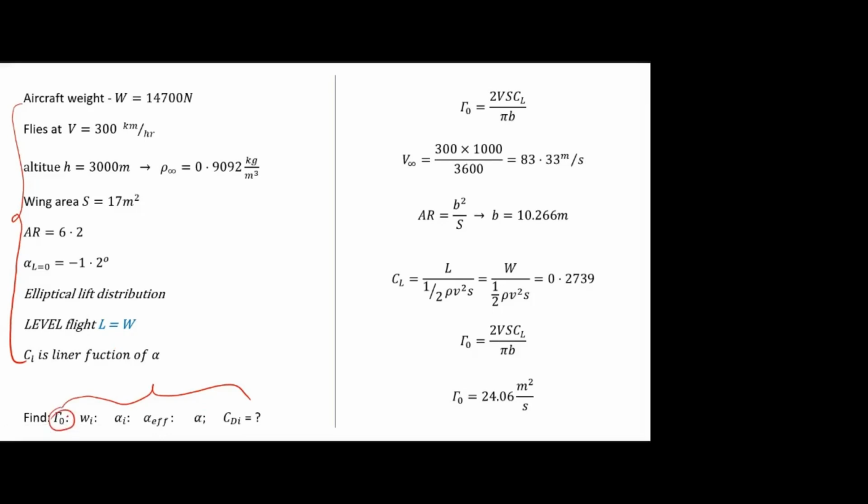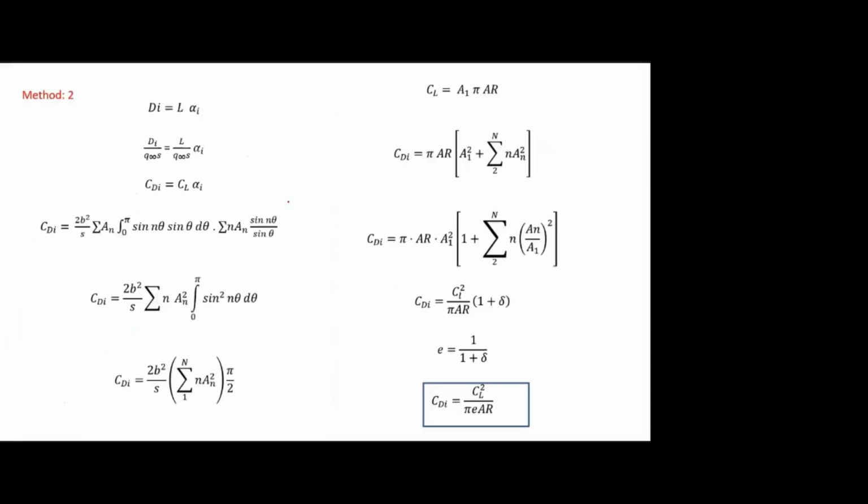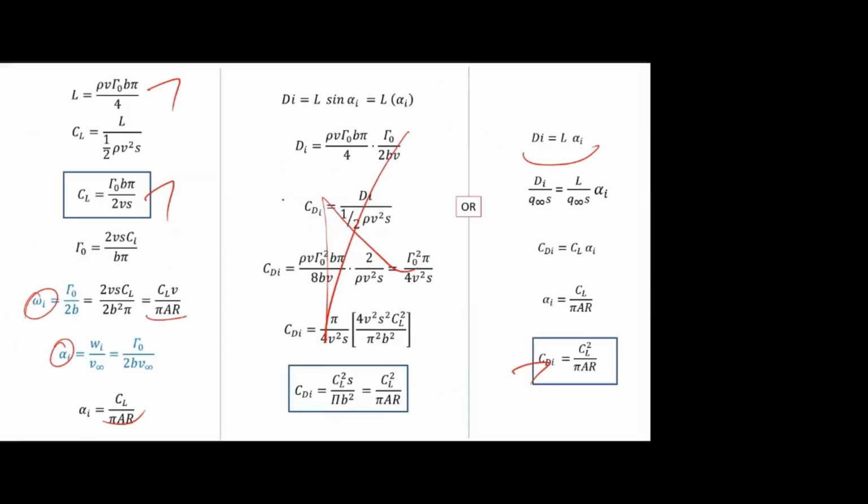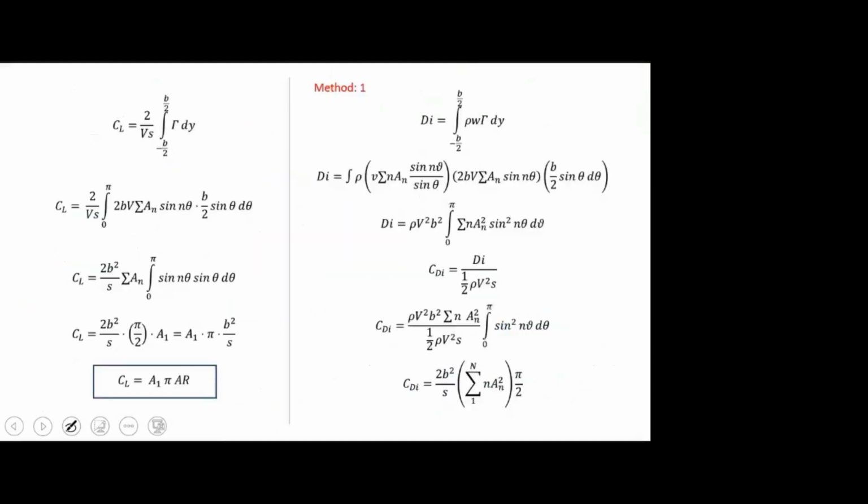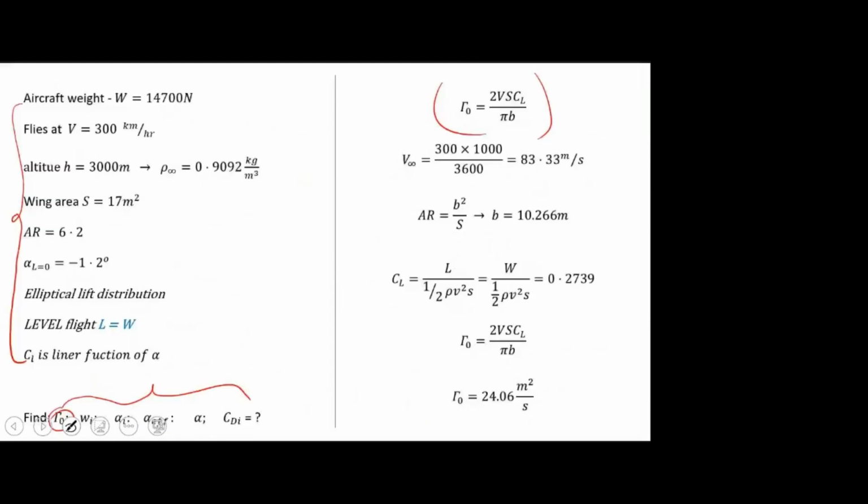See, first term is gamma naught. As I mentioned, you should know the gamma naught equation. It is 2VS CL divided by pi b. Just now we derived. Gamma naught is equal to 2VS CL divided by b pi. That's why these terms we have to memorize. Then only you can solve the problem. No other way. So we have the gamma naught equation.